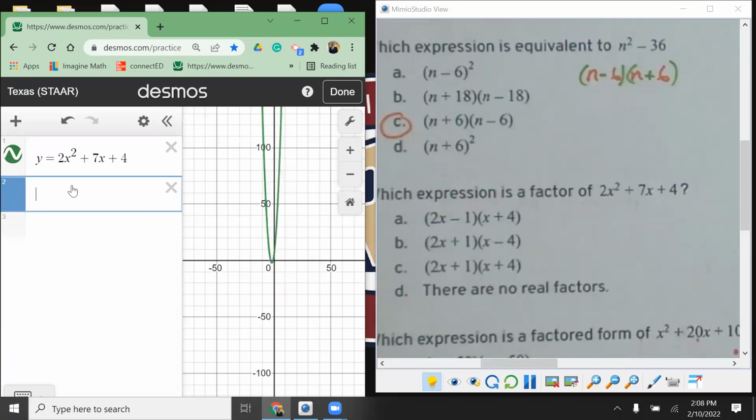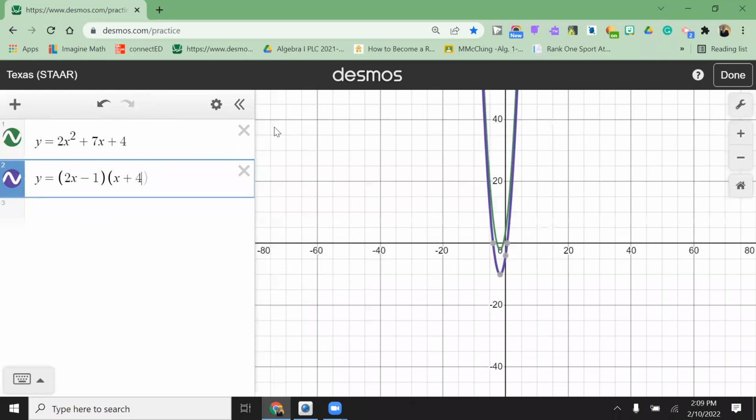Okay, so now I'm going to put these factors in. Y equals, open parentheses, 2x minus 1, close parentheses, open the parentheses, and then x plus 4. So here's that one. Do I look at these? Are these the same? You can see, no, they're not. You can tell from here it's not the same. So that's not my answer.